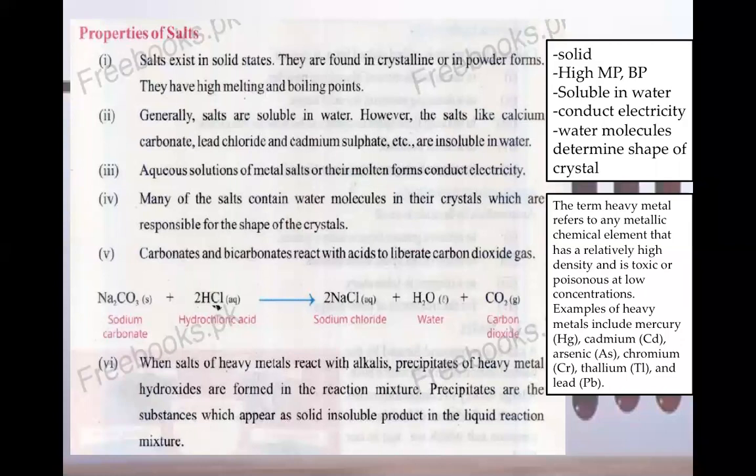Now we are moving towards point number 6. When salts of heavy metals... the term heavy metal refers to any metallic chemical element that has very high density. It is very heavy, and it is very toxic, and it is also poisonous at low concentrations. When salts of heavy metals react with bases or alkalis, precipitates of heavy metal and their hydroxides are formed in the reaction mixture. Precipitates are the substances that appear as solid, insoluble product in the liquid reaction mixture.